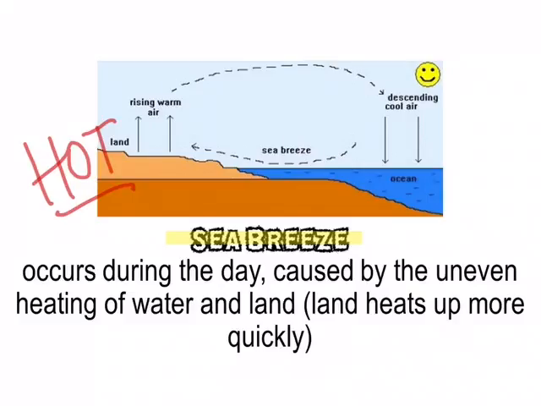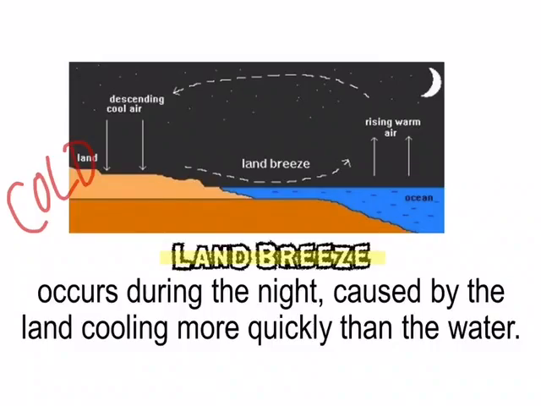So what happens is the warm air that's above the land rises, just like in convection. As it moves, it cools and then cycles back around. So this is basically just a convection current happening here, but it creates this cool breeze that comes off the ocean during the day. The opposite is a land breeze.